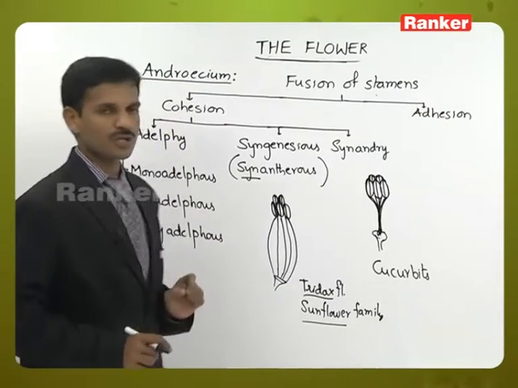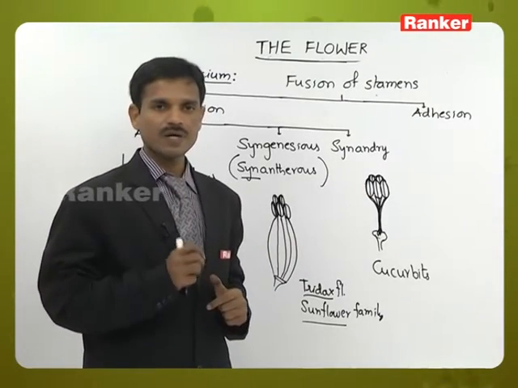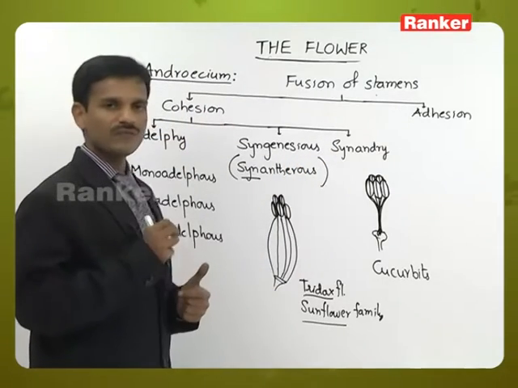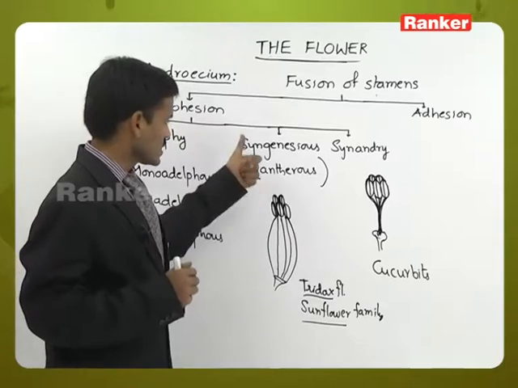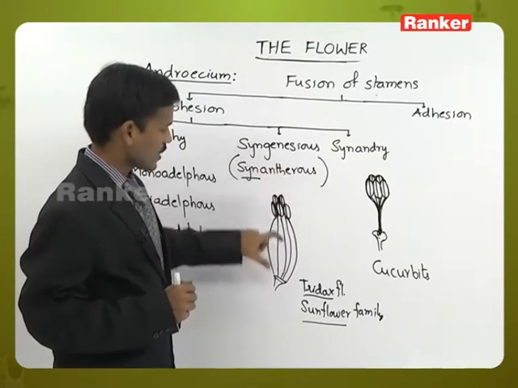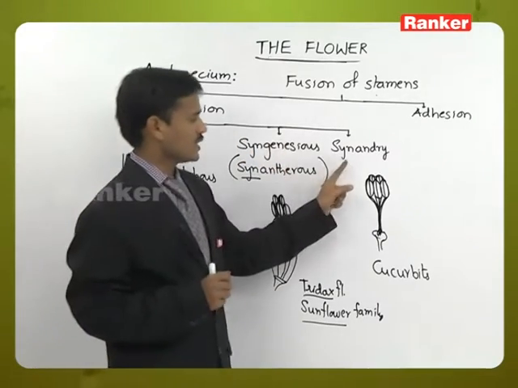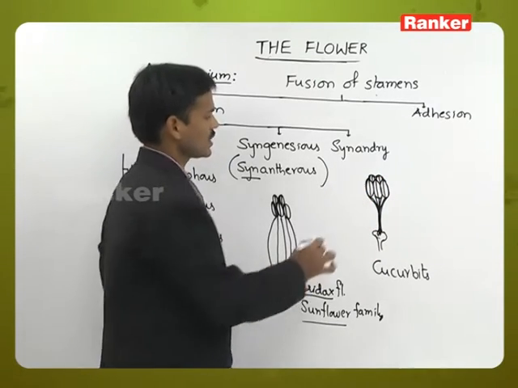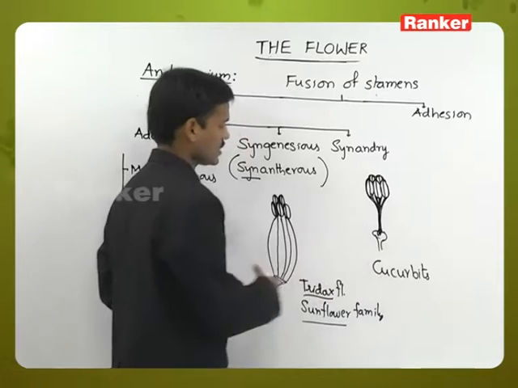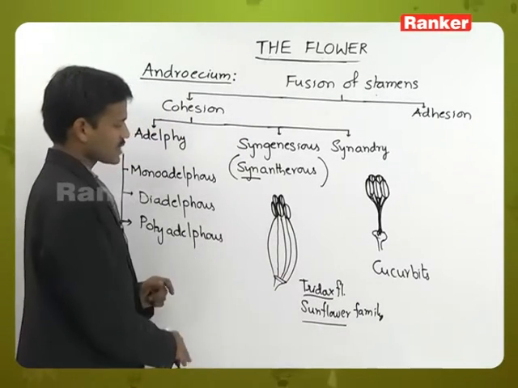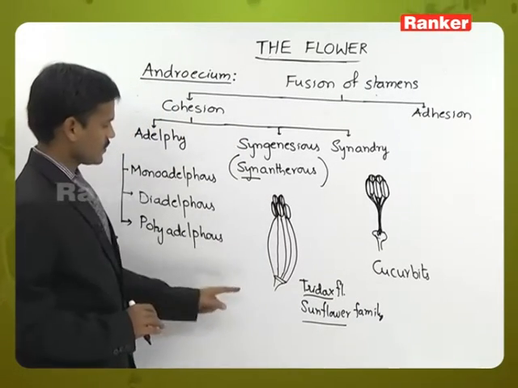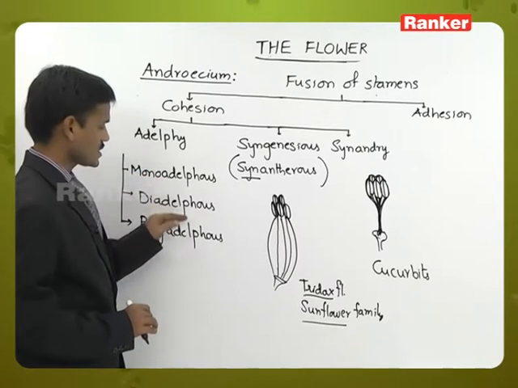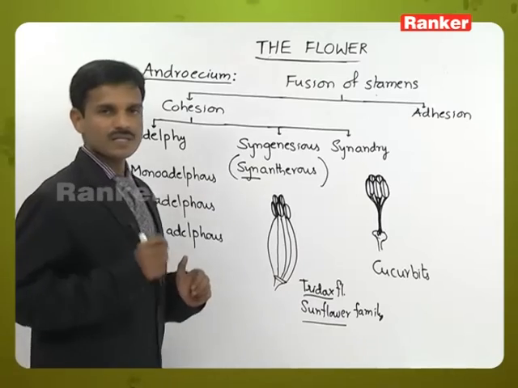So that is about cohesion. Cohesion is of 3 types: Adelphi, syngenesious and synandry. In Adelphi only filaments are fused, anthers are free. In syngenesious only anthers are fused, filaments are free. In synandry, filaments and anthers are completely fused, observed in cucurbits. Syngenesious is observed in the Tridax family, a different flower. Monodelphous condition is observed in hibiscus, diadelphous in Fabaceae, polyadelphous in citrus plant.